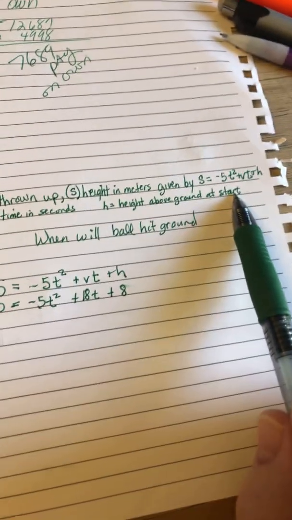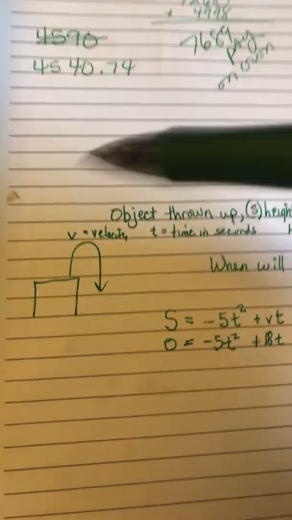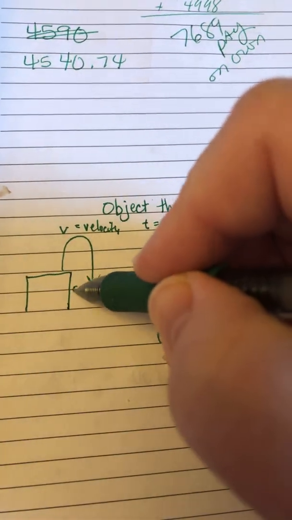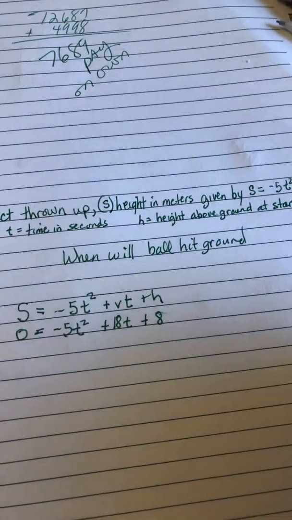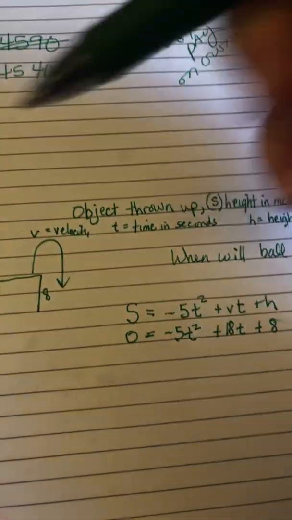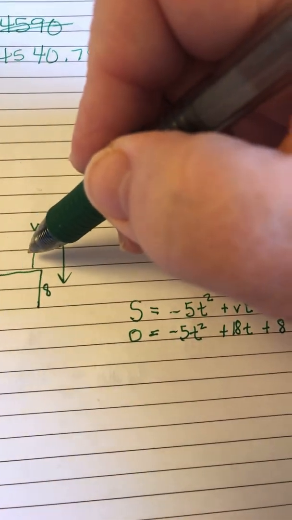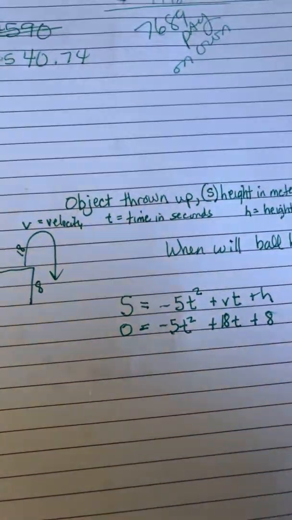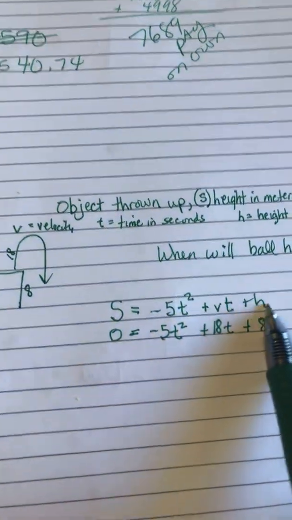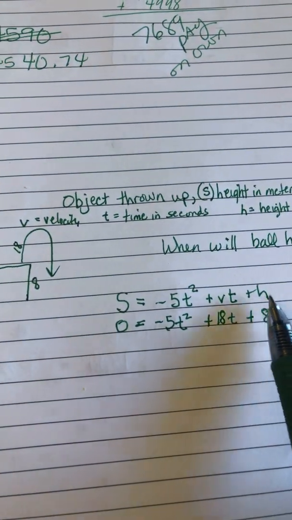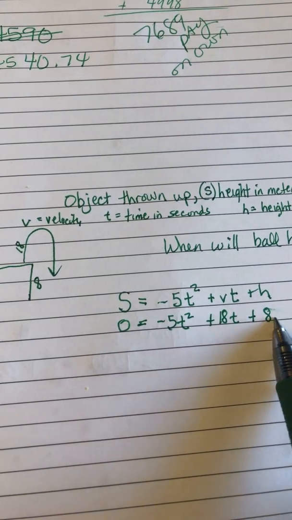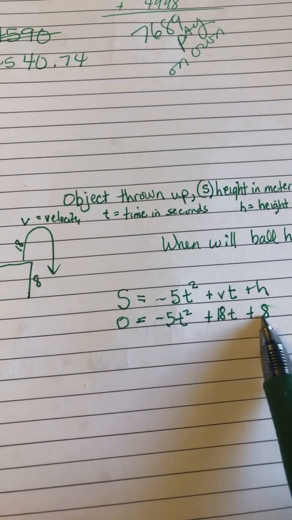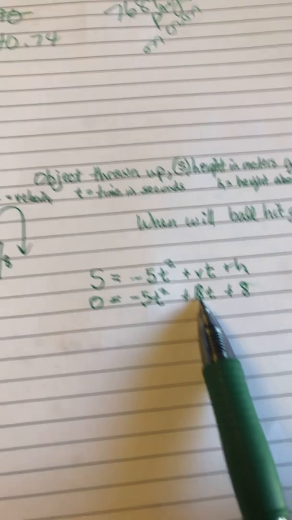So the problem they gave us is that this person is going to be on a platform 8 feet above ground, and they're going to be throwing it at a velocity of 18. So I took the equation that they gave us and I put in the 8 for the height above the ground where it started and the velocity being 18.